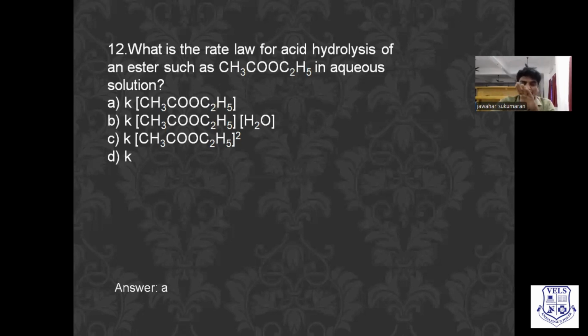The rate law R equal to K CH3COOC2H5 into H2O. However, what is present in excess? So R equal to K CH3COOC2H5.